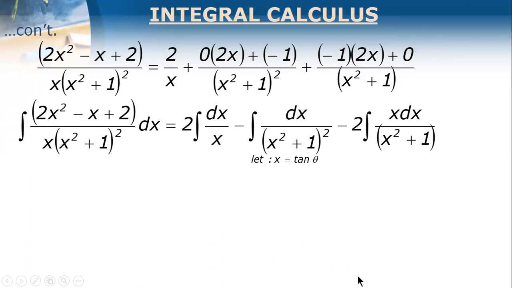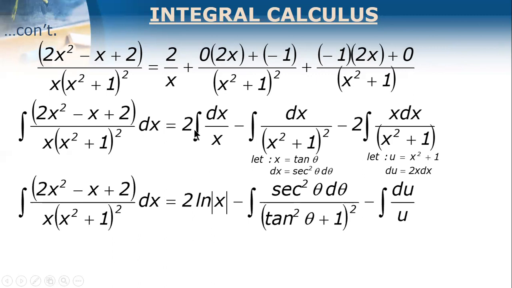Okay, so for the second term, let's use trigonometric substitution. Since it's plus, then we'll use tangent. Right? U equal to a tangent theta. Our u is simply x, our a is 1. So x is equal to 1 tangent theta, and we have dx equal to secant squared d theta. Next step, for this one, u equal to x squared plus 1, du is 2x dx.